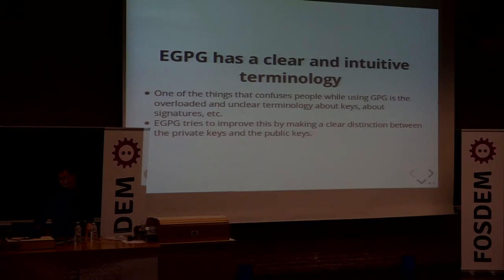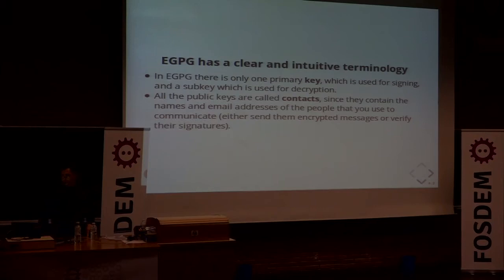In EGPG, there is only one primary key, which is used for signing, and the subkey, which is used for decryption. All the public keys are called contacts, since they contain the names and email addresses of the people that you use to communicate, either send them encrypted messages or verify their signatures.